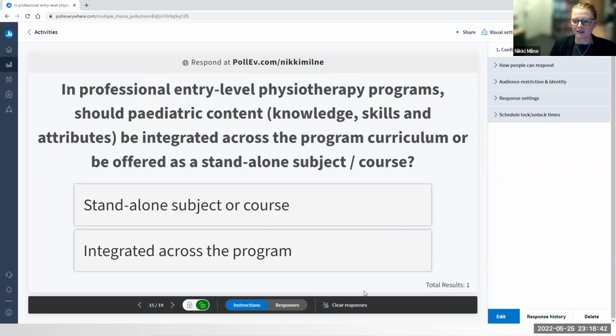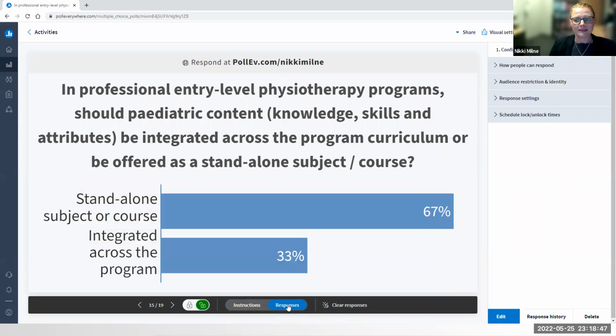In a moment, we'll just share those responses. So from those of you who have participated so far, still seeing our participation increase. The majority look like they're saying a standalone course. There's a lot of literature out there to tell us what's better or what's not, but what we do see is that those who have a standalone course seem to more commonly have a paediatric physio employed on staff, whereas those who have it integrated into the program don't have that as much.